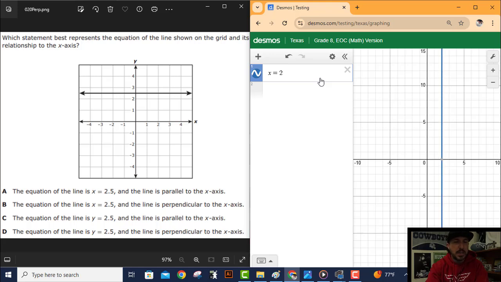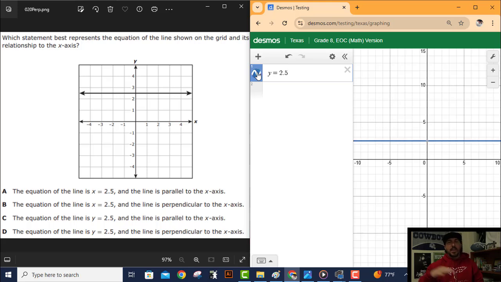So it can't be A or B. Now I go to choice C, Y equals 2.5. Yes, that looks like him, and so does choice D. I got the same thing, except choice C says that it is parallel to the x-axis. Is this line parallel to the x-axis? Well, the x-axis goes like this, and that line goes like this. That looks pretty parallel to me, so I'm going to go with that answer.